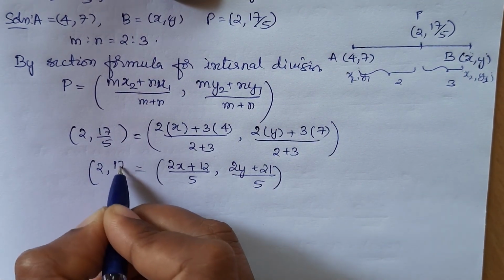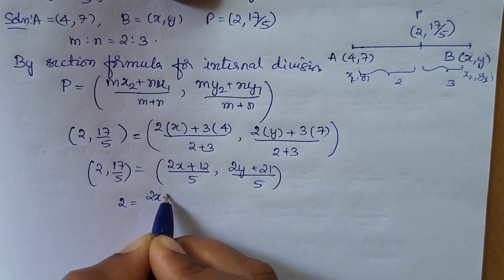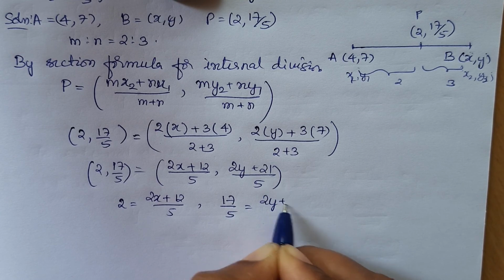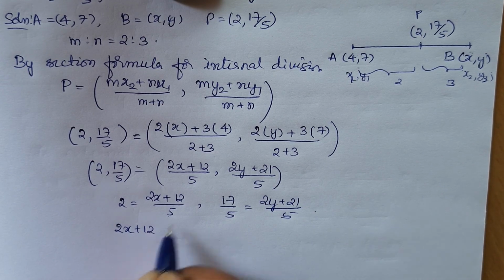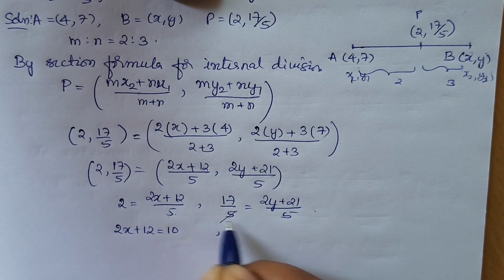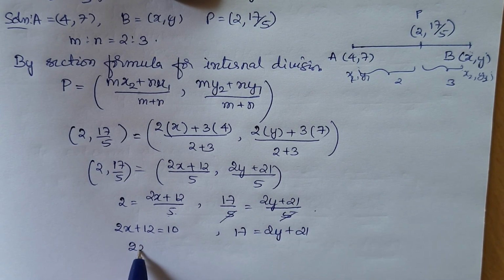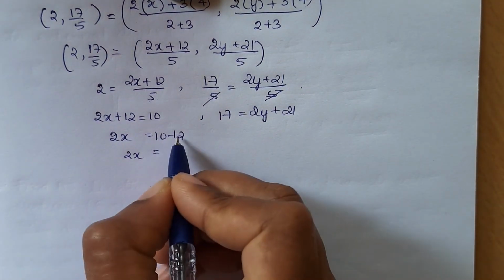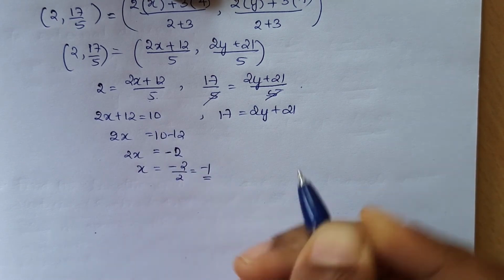Two points are equal, that means coordinates are equal, so 2 is equal to 2x plus 12 by 5. Second coordinate, 17 by 5 is equal to 2y plus 21 by 5. Simplify, cross multiply. 2x plus 12 will be equal to 5 into 2, that is 10. 5 I can cancel here, so 17 is equal to 2y plus 21. Simplify, 2x is 10, when I shift here, minus 12. So 2x is equal to 10 minus 12 is minus 2, or x is equal to minus 2 by 2, that is minus 1.